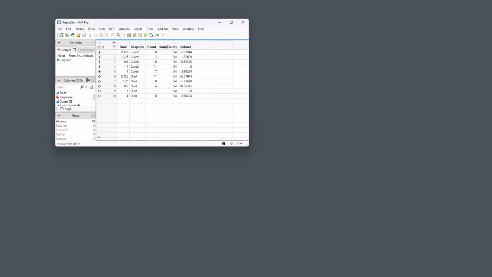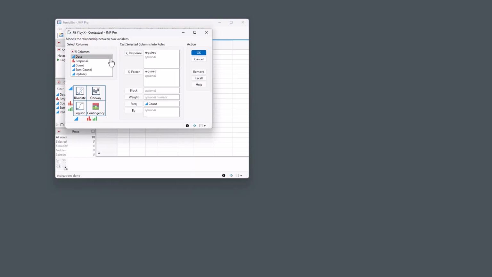This JMP demonstration shows how to perform logistic regression. We'll use the penicillin data from the sample data folder. Let's begin by going to Analyze, Fit Y by X. Response is the response variable, and log of dose is the X variable.